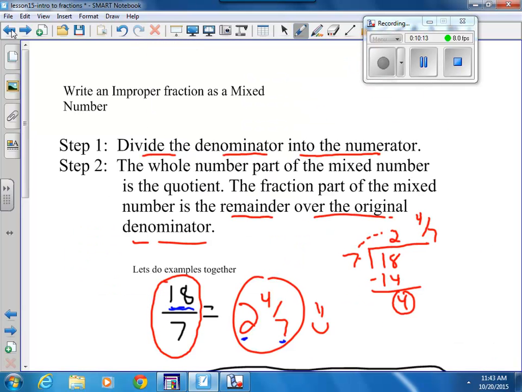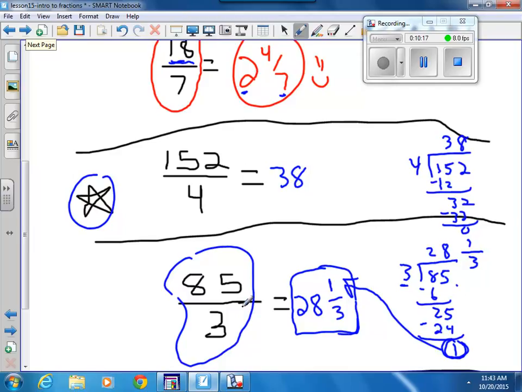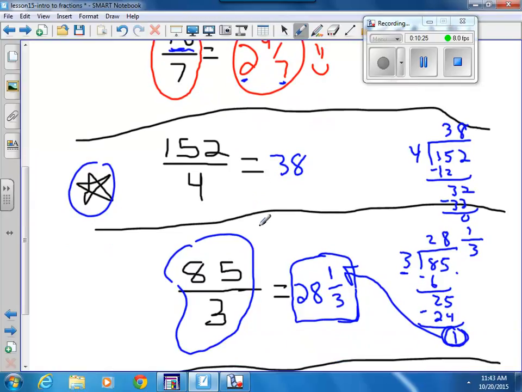We have not started operating, add, subtract, multiply, and divide fractions yet. That's coming. We're going to build the levels. So this is Intro to Fractions, Lesson 15. Good luck out there.